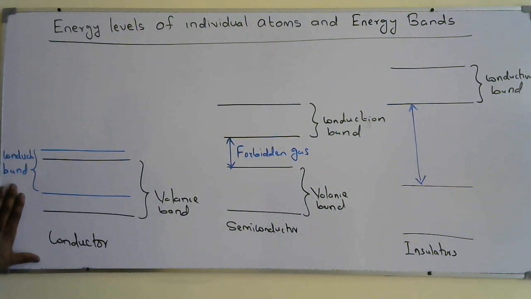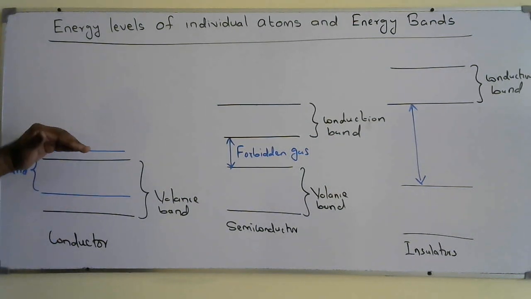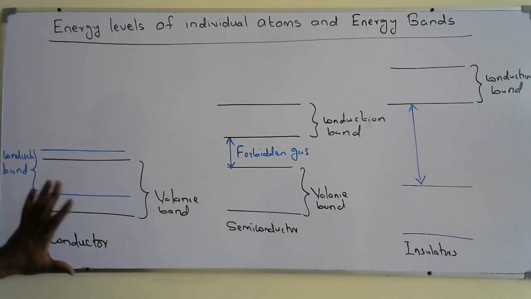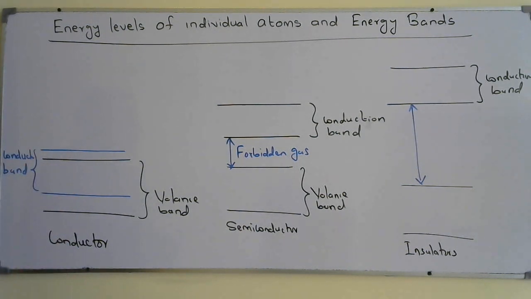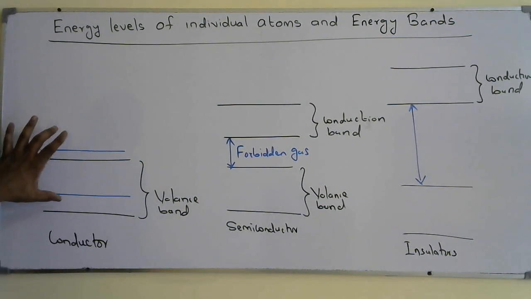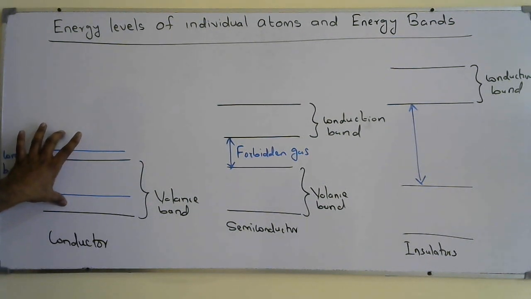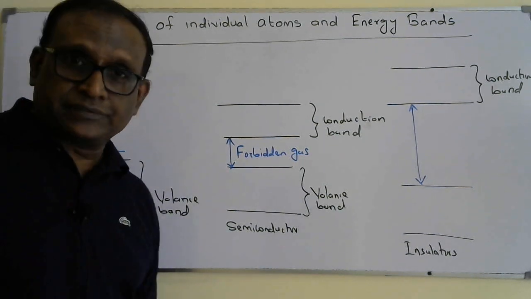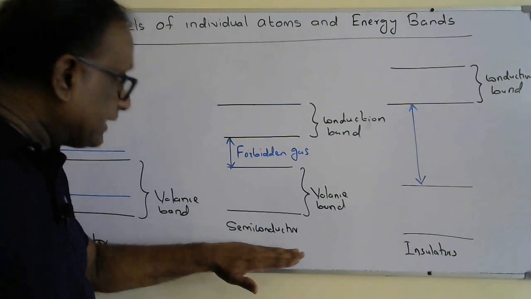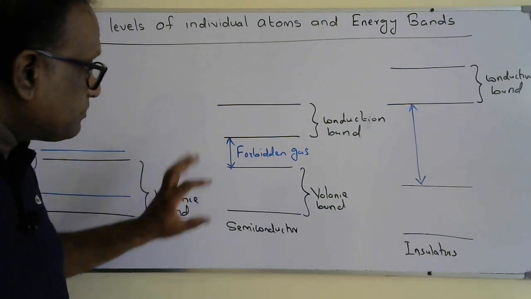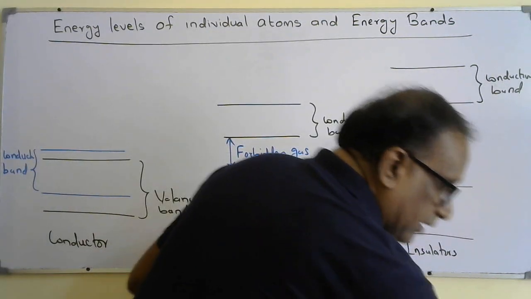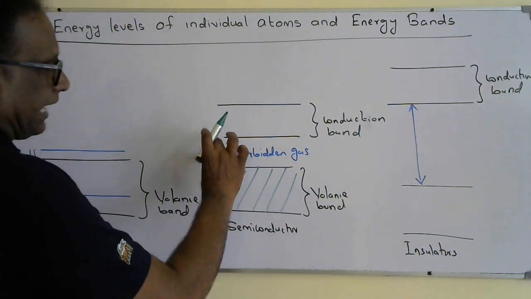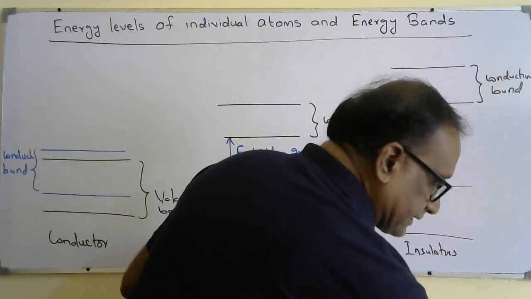So conductor, what happened? The valence electrons and the conduction electrons are overlapping with each other. You can't separate them. That's the reason conductors conduct electricity very well, because they have plenty of conduction electrons, because valence electrons are also partly involved in conduction. But when you think of semiconductors, there's a gap between the valence band and conduction band. I can shade this valence band with green color. So there's a gap between the valence band and conduction band.